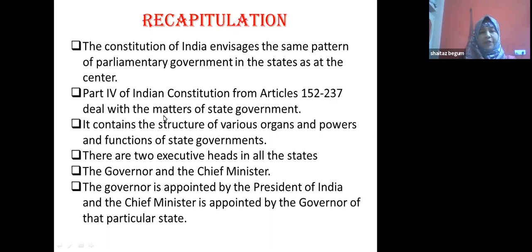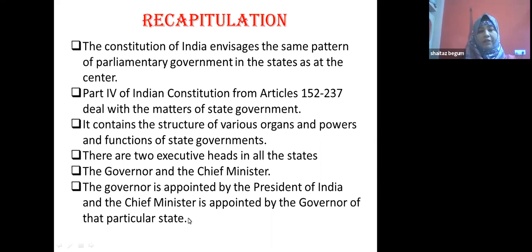In our previous chapter, we have discussed that part 4 of the Indian Constitution, from articles 152 to 237, deals with the matters of state government. It contains the structure of various organs and powers and functions of state government. There are two executive heads in all the states, the governor and the chief minister. The governor is a nominal head and the chief minister is a real executive. The governor for all the states is appointed by the president of India, and the chief minister is appointed by the governor of a particular state.